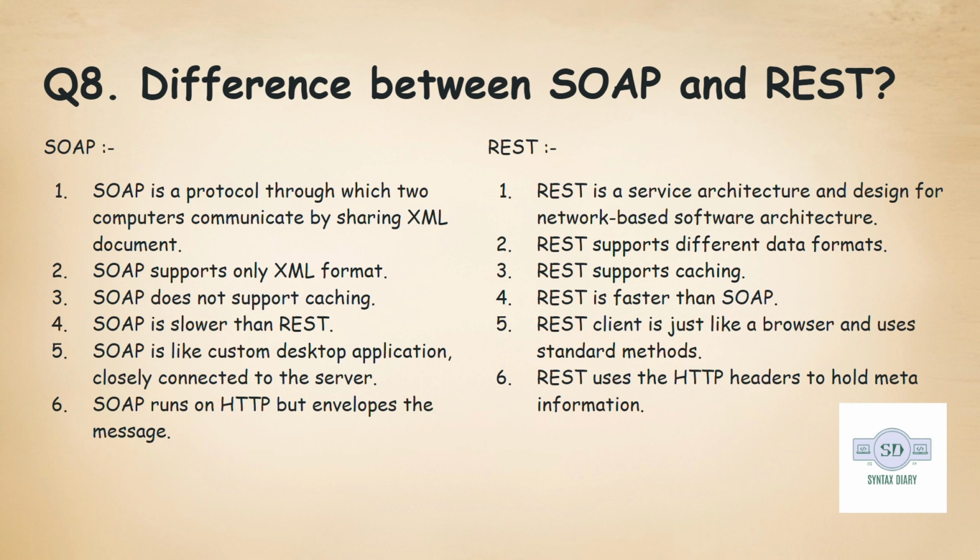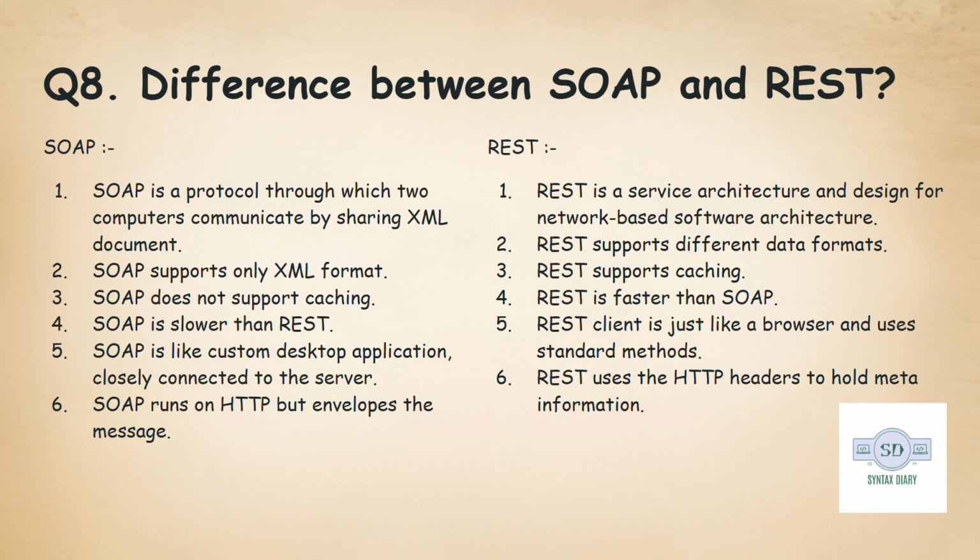Difference between SOAP and REST. SOAP is a protocol through which two computers communicate by sharing XML document, whereas REST is a service architecture designed for network-based software architecture. SOAP supports only XML format, whereas REST supports different data formats. SOAP does not support caching, whereas REST supports caching. SOAP is slower than REST, whereas REST is faster than SOAP.